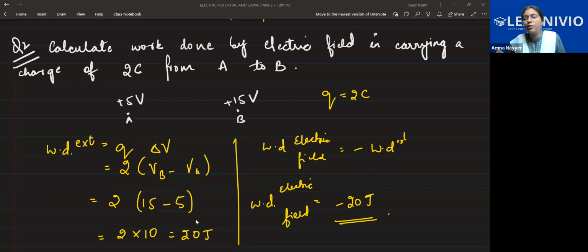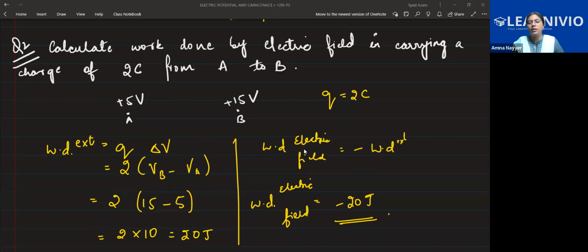Then the electric field would have been minus, that is plus 20 joules. If this was negative, this would have been positive. So it is not the case that the work done by the electric field is always negative. It is the negative of the external work done. If this is positive, the electric field's work will be negative, like this example. If this is negative, the electric field's work will come out to be positive. So this is not something fixed that it will always have to be negative.